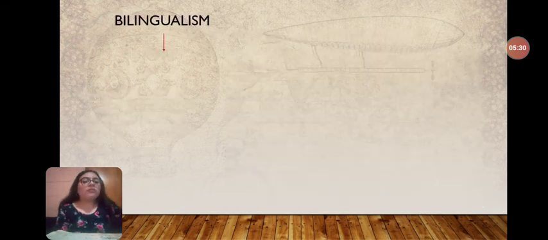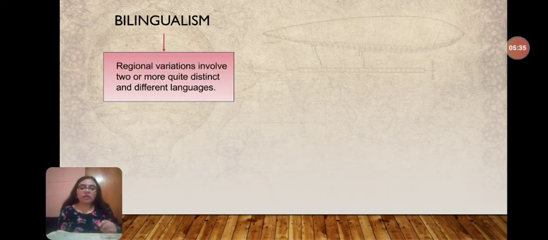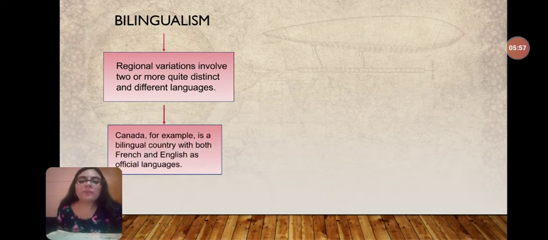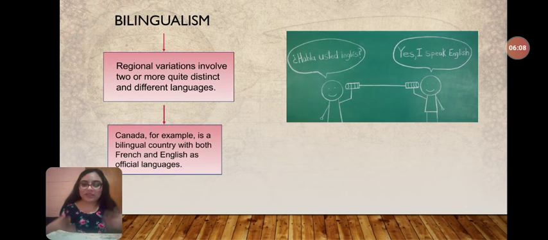So here we will find another important aspect, that is bilingualism. We have seen that regional variations are not simply involving two different forms of the same language, but involve in some cases more than two distinct and different languages. This is called bilingualism. For instance, in Canada, they are considered a bilingual country with both French and English as official languages. As you can see in this picture, they are talking in two languages.